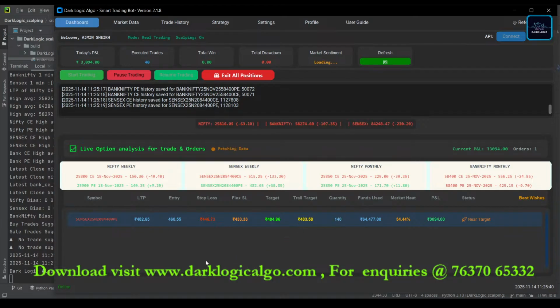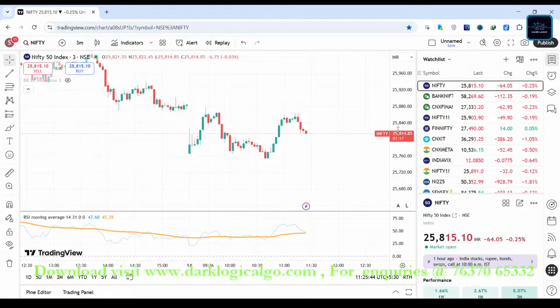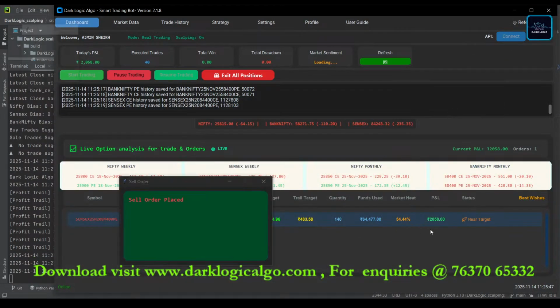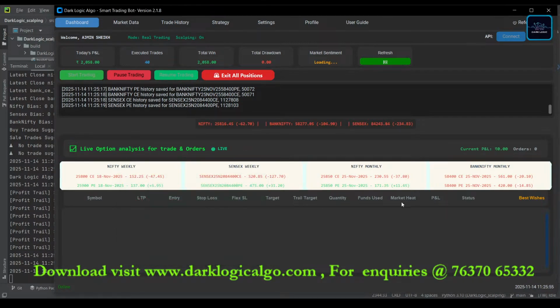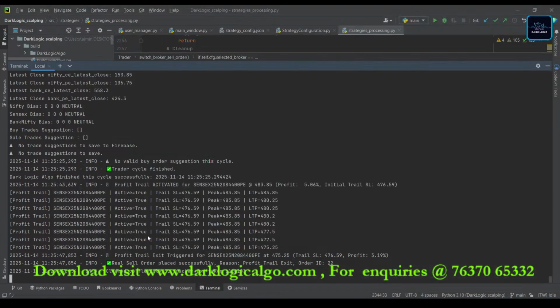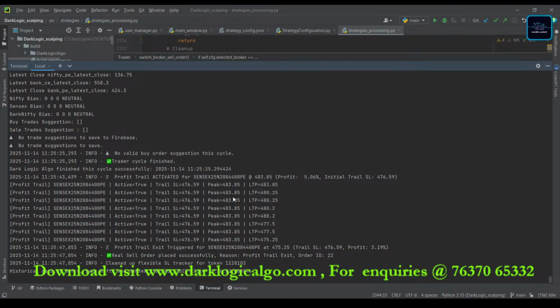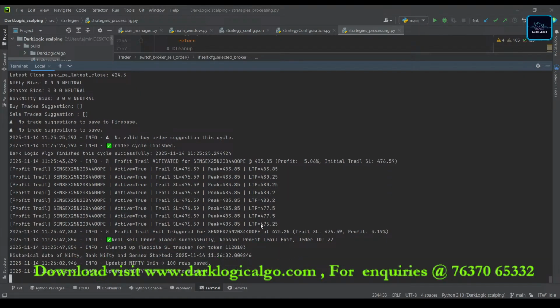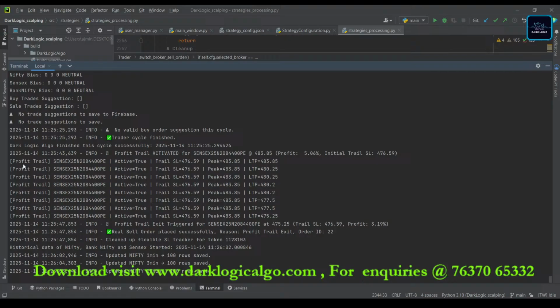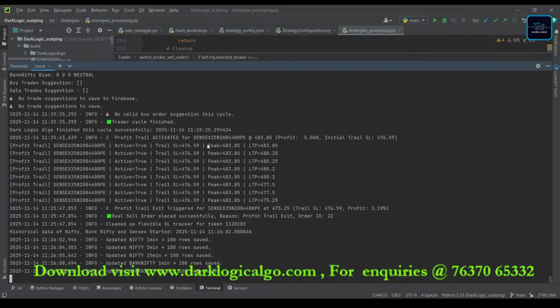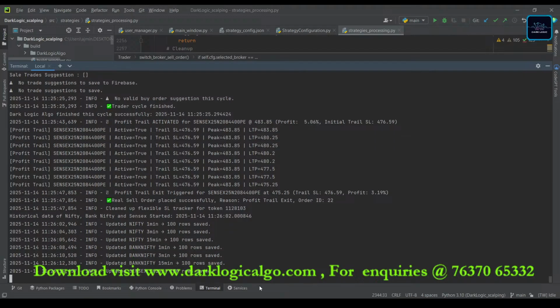So see, there is a live market, and you can see there is a momentum in the downside. It catches the momentum, and so we are running in a profit. So it hit the profit trail. You can see over here. Profit trail started at nearly 483.85. So it exited the position.